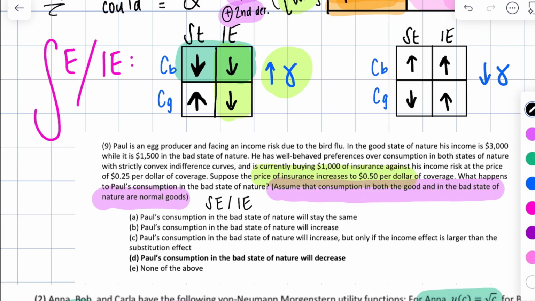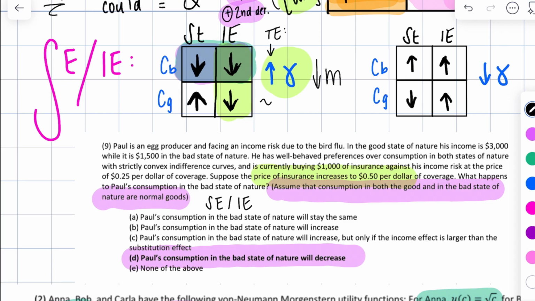Then for income effect, since we have a rise in insurance price, this means our income is going down, right? We're paying more money for insurance, so our income is less than before. Since these are both normal goods, if we have income going down, our consumption of both goods is going to go down with it. And so both CB and CG, these normal goods, are going to go down. That means that our answer must be D, consumption in the bad state will decrease, because we see in the bad state, they're both going down. So our total effect in the bad state is negative.